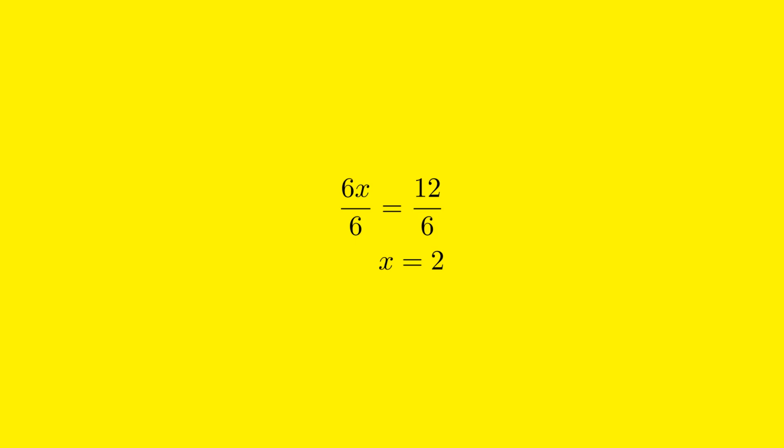To summarize this step, we divided both sides of the equation by 6 to isolate the variable x, and we found that x equals 2. This is the final step, and we have our solution, x equals 2.